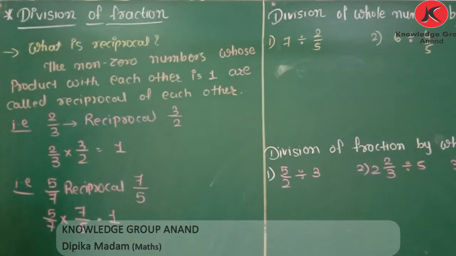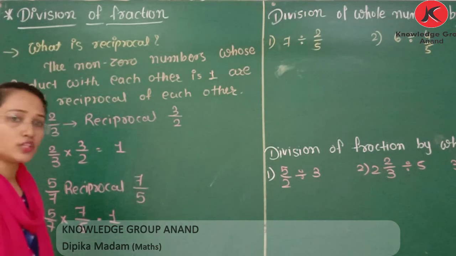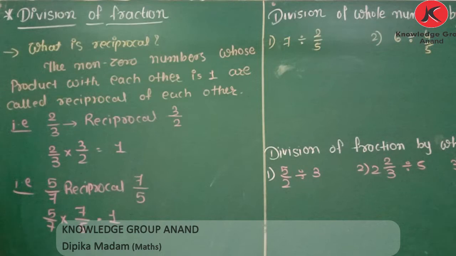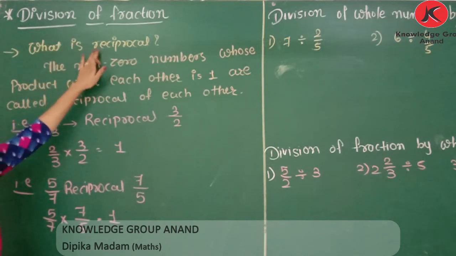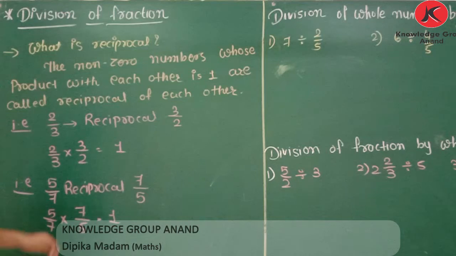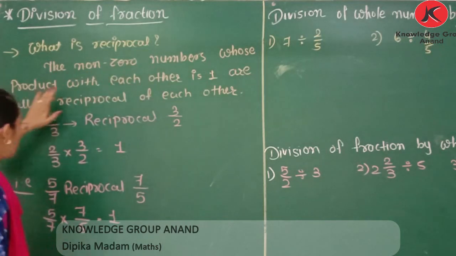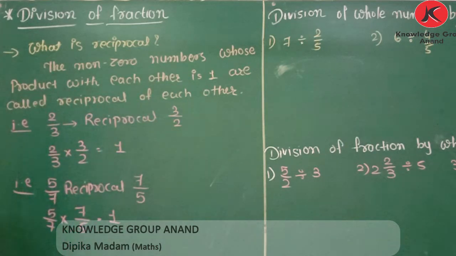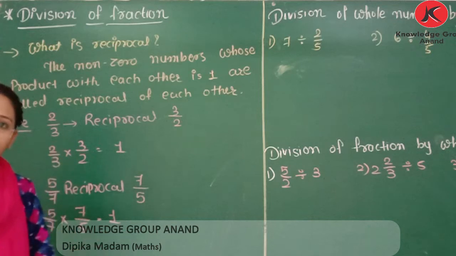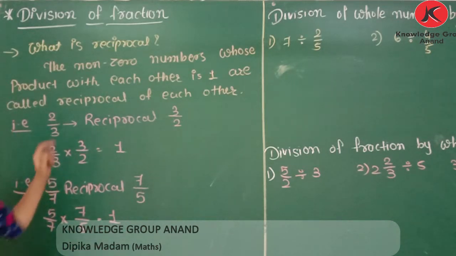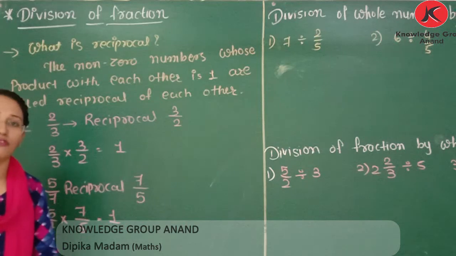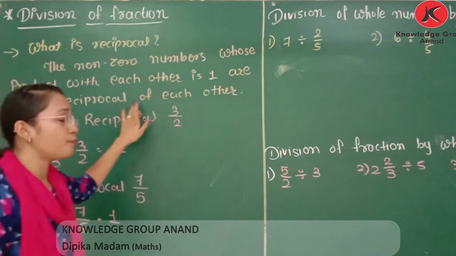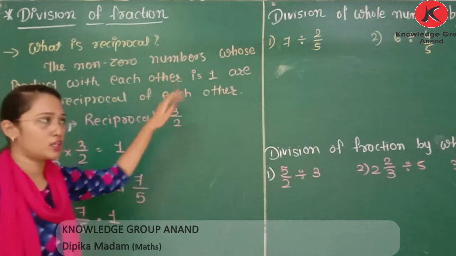Till now we have learned the addition of fractions, subtraction of fractions, multiplication of fractions, comparison of fractions. Okay? Now we will learn the division of fractions. But before that we need to learn one term, that is reciprocal. What is reciprocal? Reciprocal means the non-zero numbers whose product with each other is 1. Two numbers which when you multiply, the answer is 1, they are called reciprocals of each other. Clear?